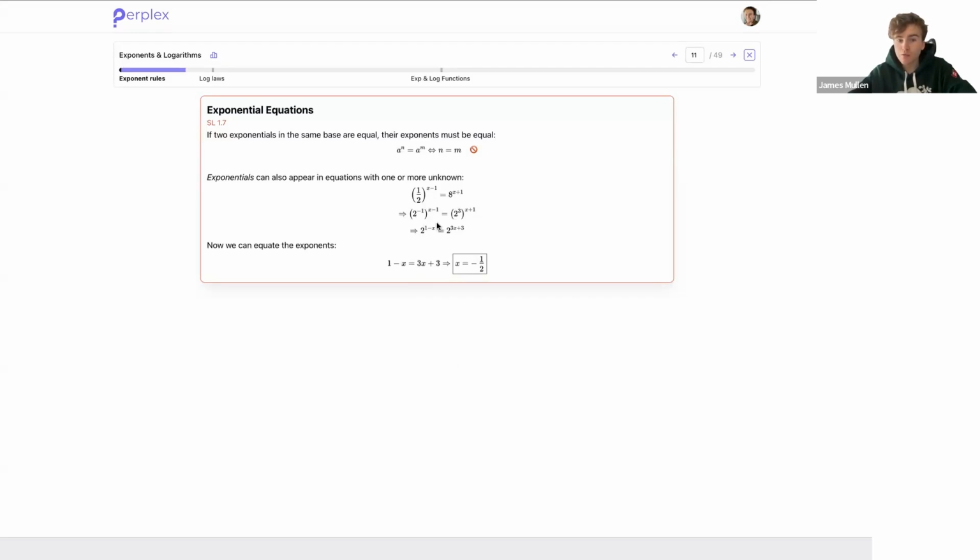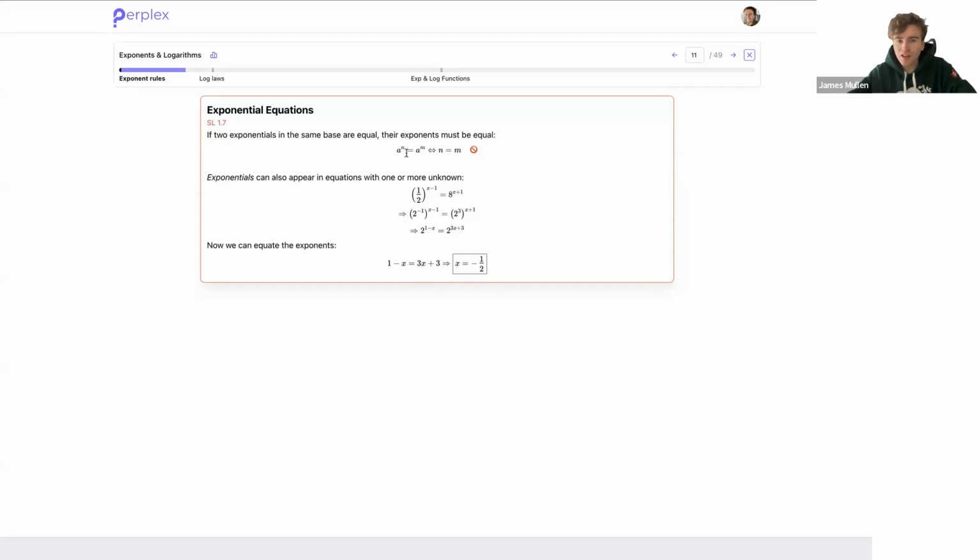And then I just use my exponent rules to turn this into 2 to the 1 minus x is equal to 2 to the power of 3x plus 3. Now, I can equate the exponents, like I said. 1 minus x is equal to 3x plus 3. And that's going to imply, if you solve the equation, that x is equal to minus 1 over 2.